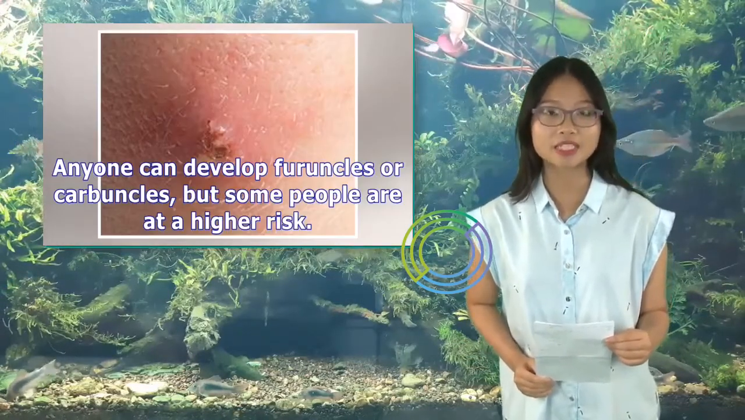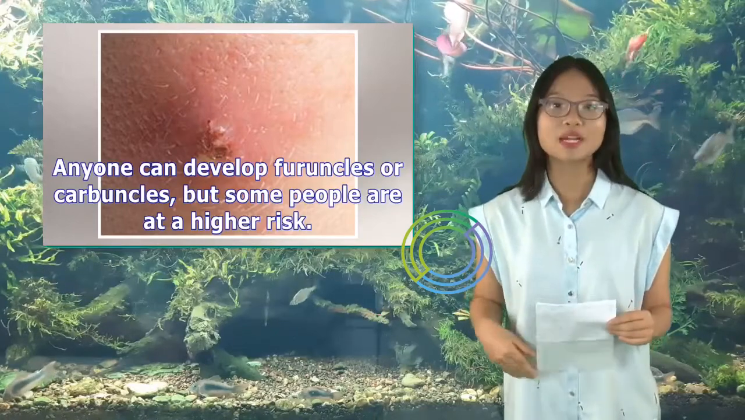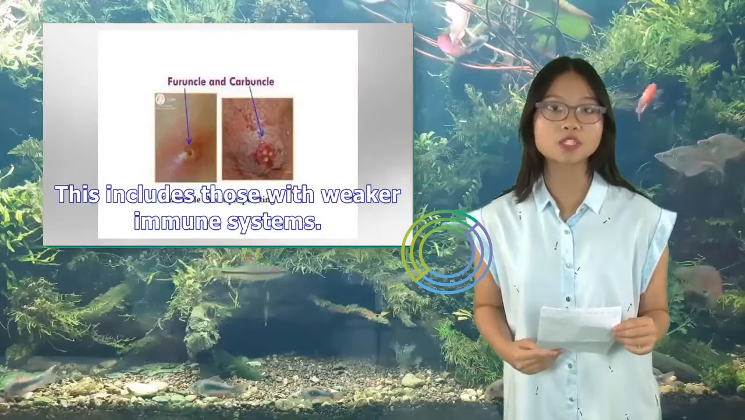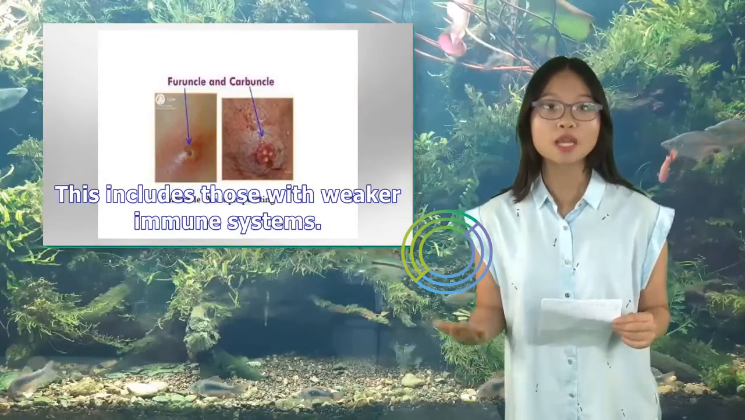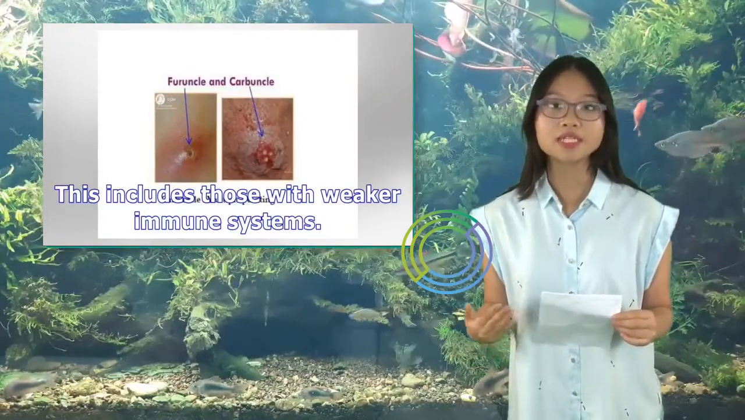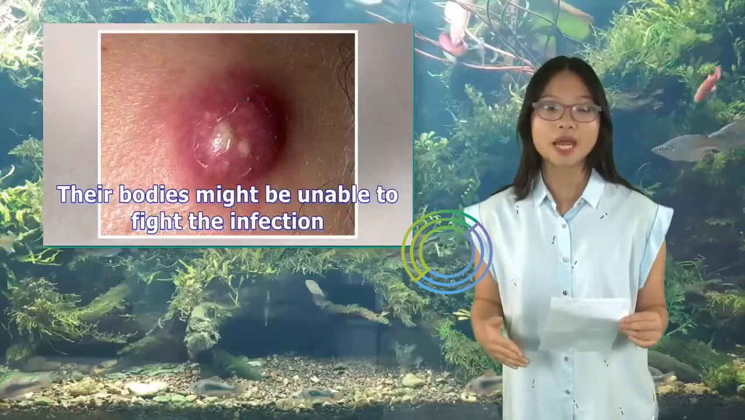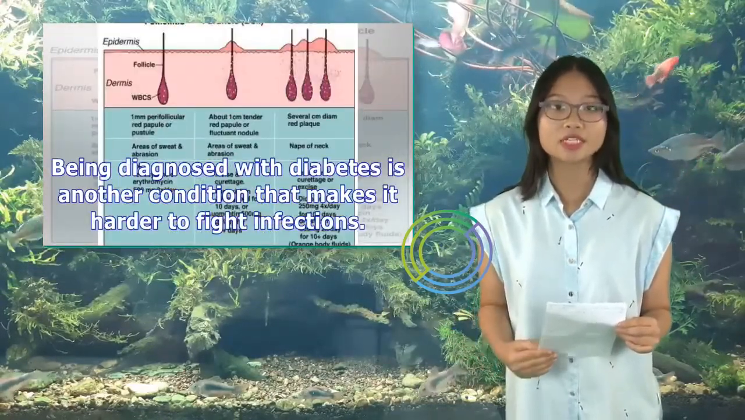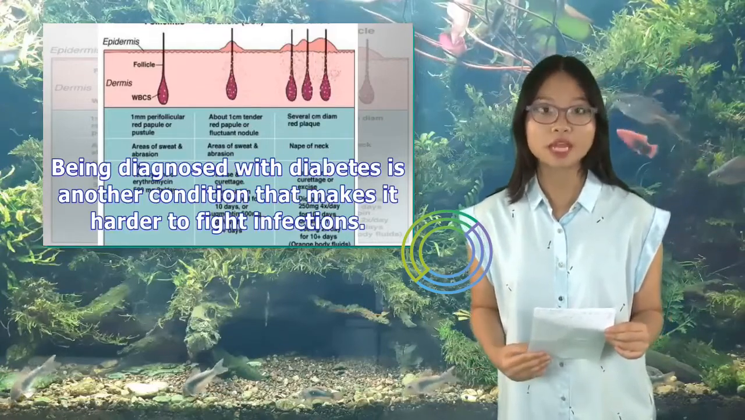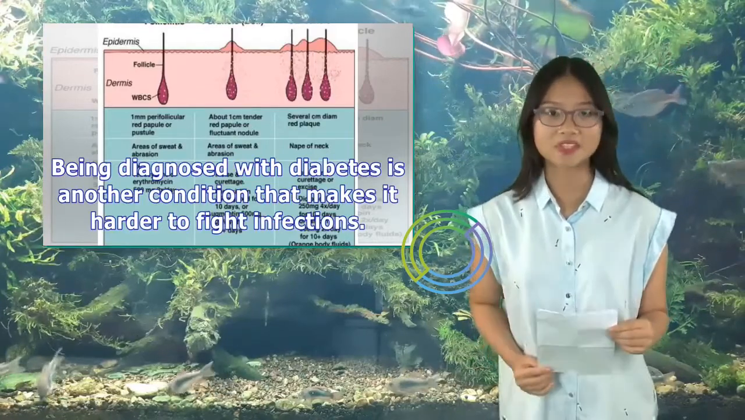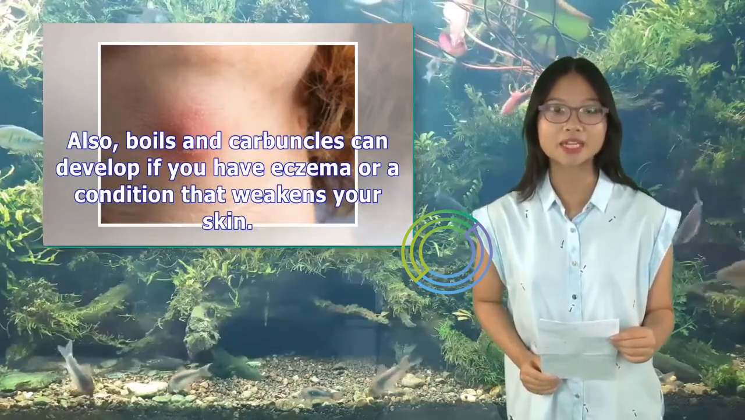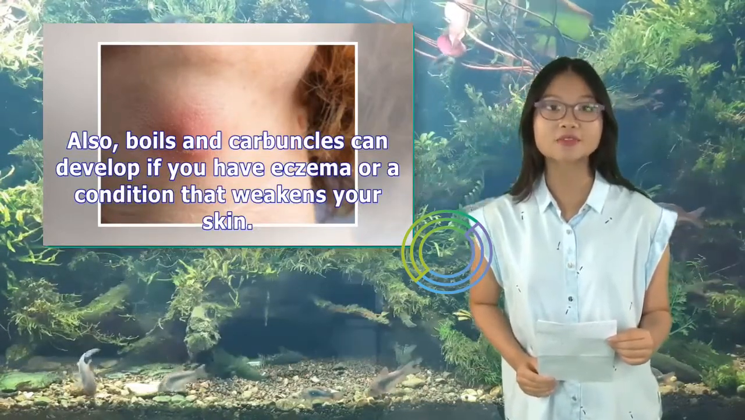Anyone can develop furuncles or carbuncles, but some people are at a higher risk. This includes those with weaker immune systems. Their bodies might be unable to fight the infection. Being diagnosed with diabetes is another condition that makes it harder to fight infections. Also, boils and carbuncles can develop if you have eczema or a condition that weakens your skin.